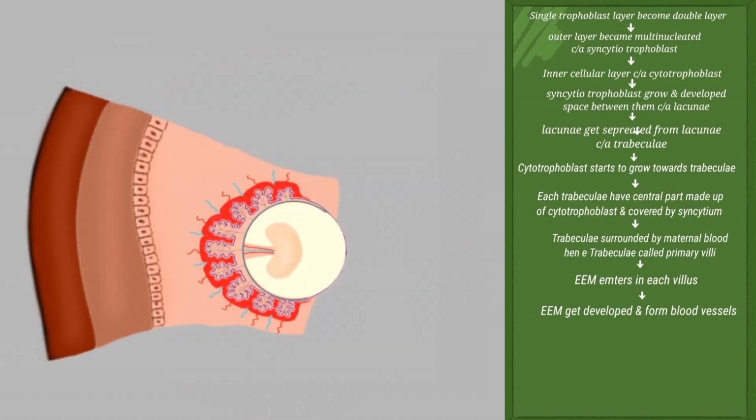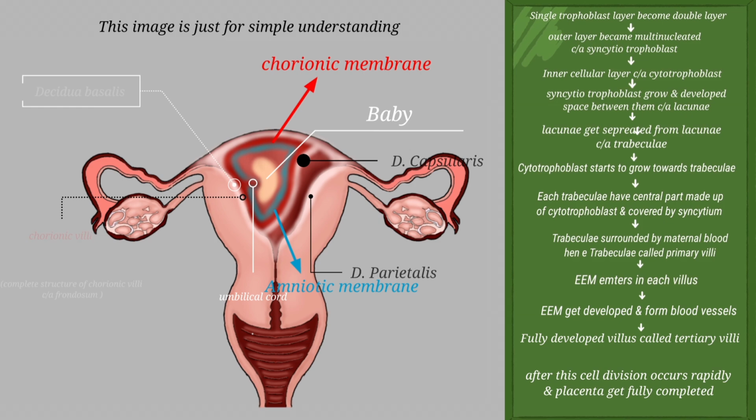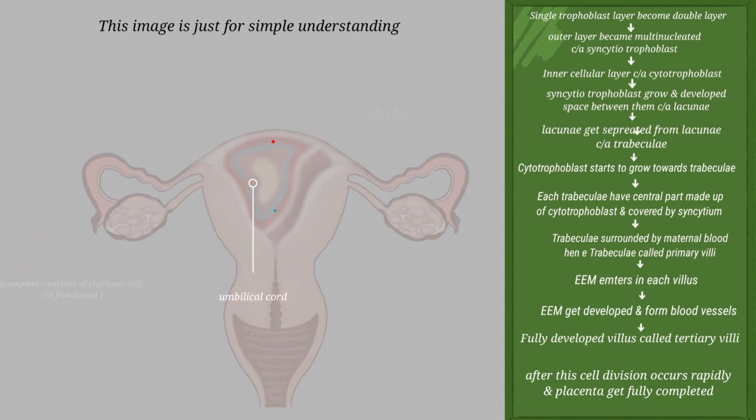Now these fully developed villi are called tertiary chorionic villi. Blood vessels in the villi exchange gases, uric acid, antibodies, viruses and lipids with the maternal blood present in the lacunae. Now all this structure is called the placenta. It takes approximately 12 weeks for the complete development of the placenta.